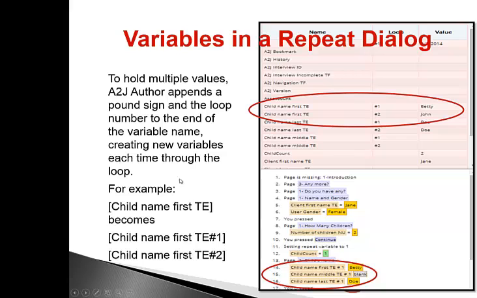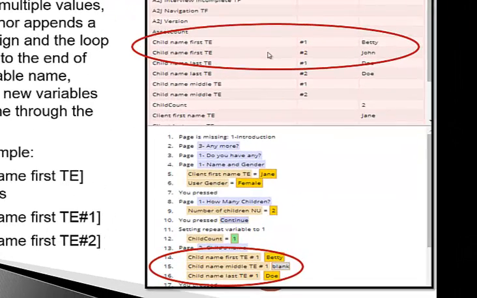You can see that, the way that repeat variables are done, A2J Author appends a # or hashtag and the loop number to the variable name, basically creating new variables each time through the loop. So child name first TE becomes child name first TE #1, child name first TE #2. You can see here, this is my variable in my script pane in preview mode that I'm showing in the screenshot. You can see child name first TE #1, first time through the loop, I put Betty. Second time through the loop, I put John. Child name last TE, first time through the loop was Doe and Doe. So it's Betty and John Doe.